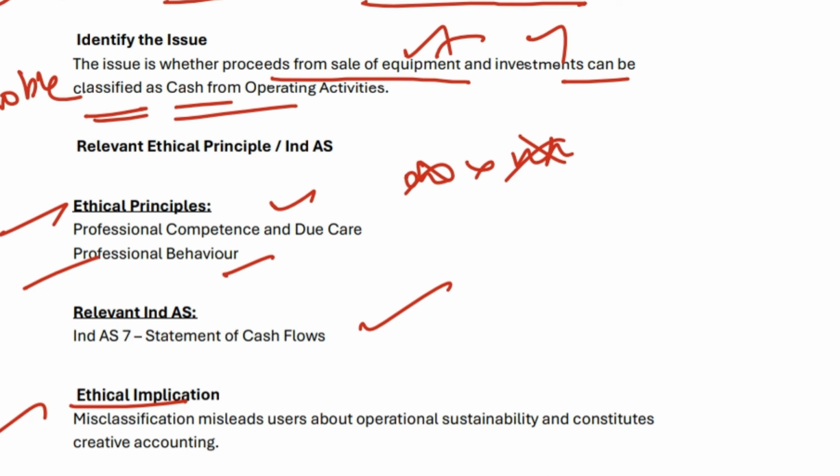Misclassification misleads the users about the operational sustainability and constitutes creative accounting. As we studied in one question, we studied about window dressing. It is a kind of question. Here you are doing creative accounting. Okay, this is a keyword you have to remember.